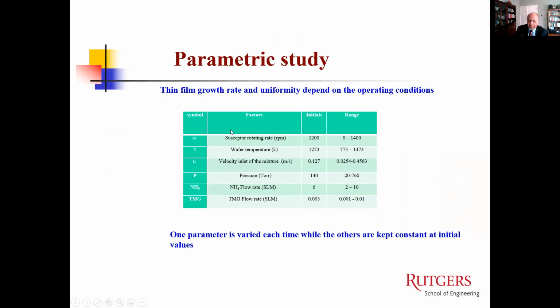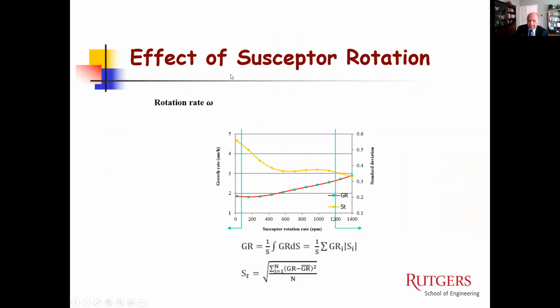The parameters are given here. There were a whole range, different rotating speeds. As you can see, there's very high temperature that you need, velocities, and so on. And we vary parameters to see what is happening. I'll just go through it quickly. The susceptor rotation is very important. As you increase the susceptor rotation, the deposition rate increases, but the standard deviation goes down.